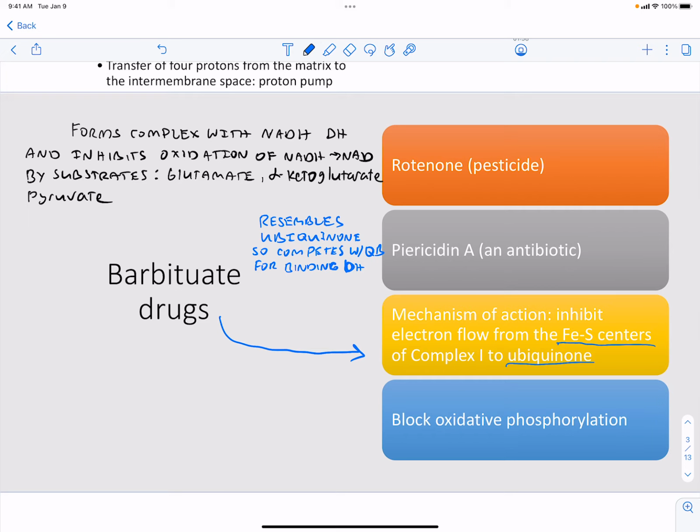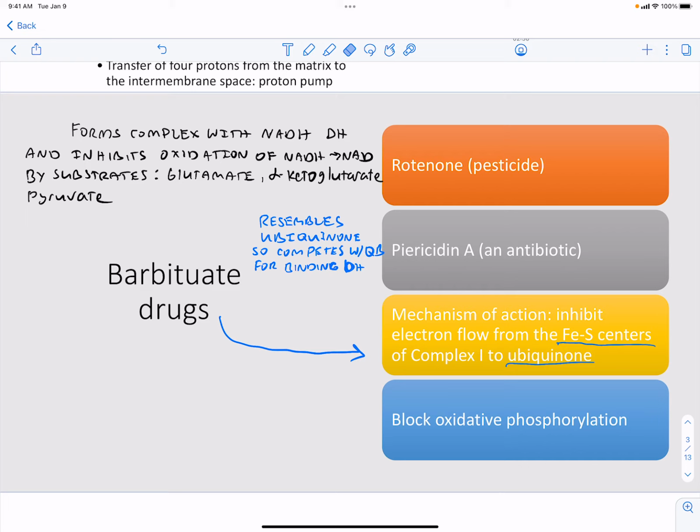There are other toxins also that can prevent this first complex. We have rotenone, which is a pesticide, and this is going to actually complex with the dehydrogenase itself and inhibit oxidation of NADH to NAD. So this pesticide will not only affect the electron transport chain, but it will also affect those that have the dehydrogenase in the TCA cycle, such as alpha-ketoglutarate dehydrogenase and pyruvate dehydrogenase. Those will also be affected.